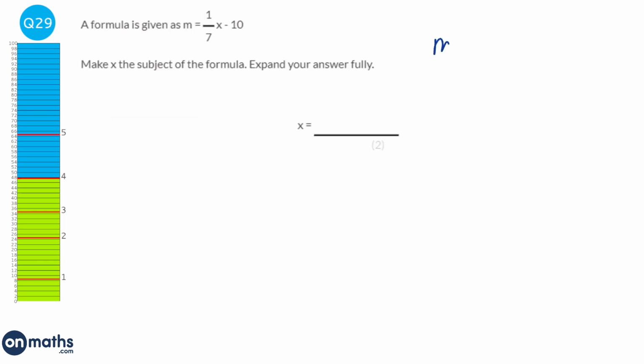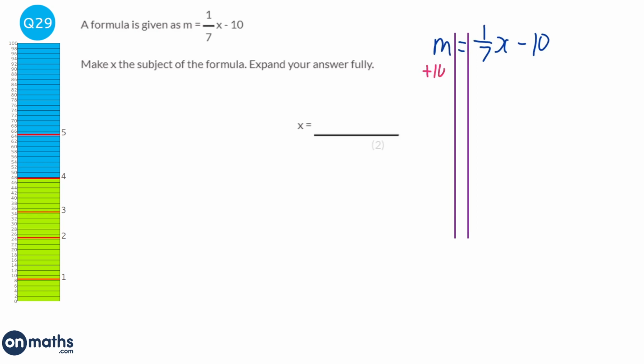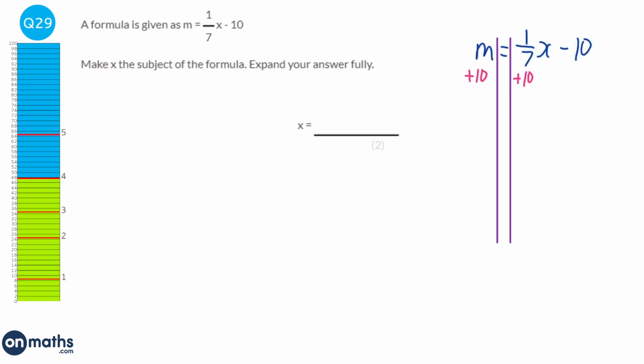I'm going to start by writing out the equation, and I can put my lines in. We're asked to make x the subject, so first of all we're going to add 10 to both sides. I'm just going to move all this over a little bit so I've got more space. We're left with m plus 10 on the left hand side, and 1/7 x on the right hand side. Now to get rid of the 1/7, I can just times both sides by 7.